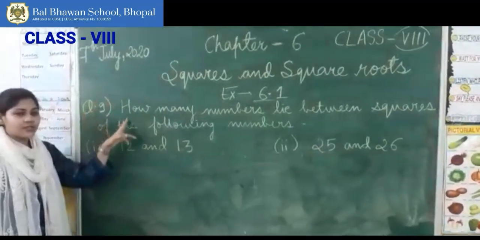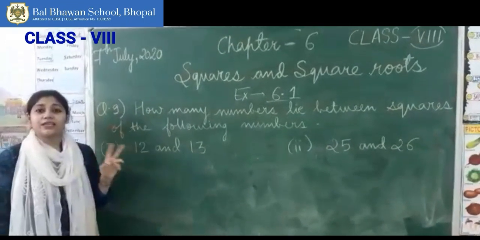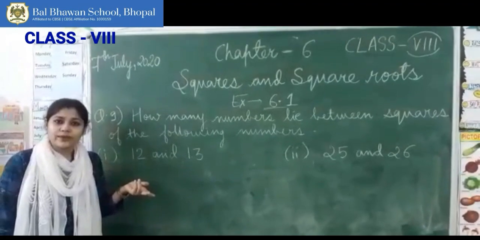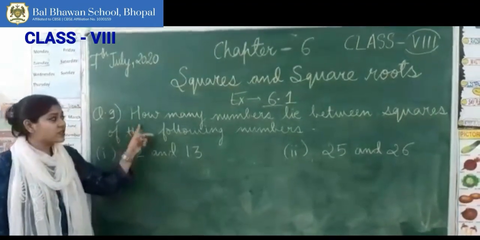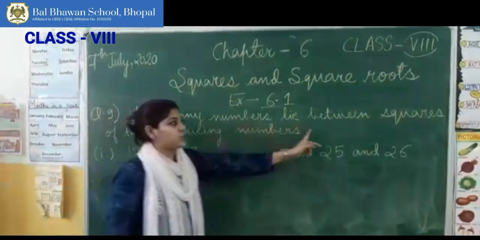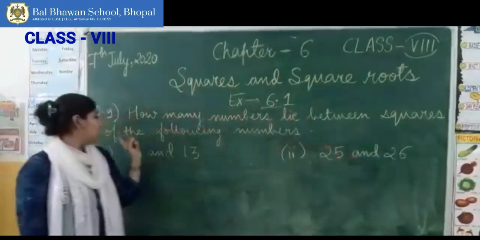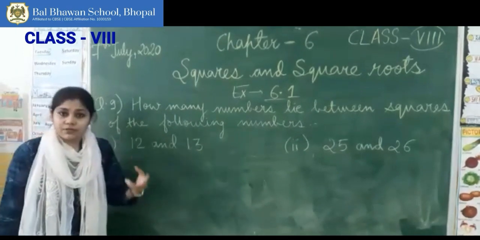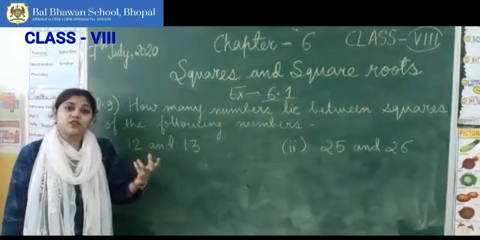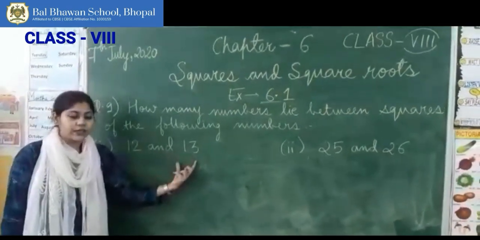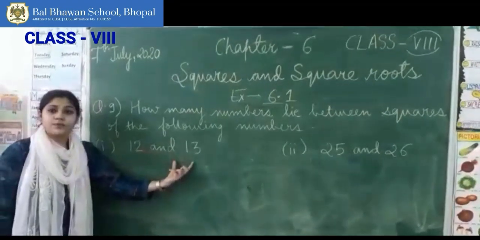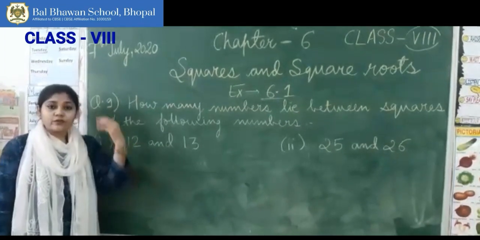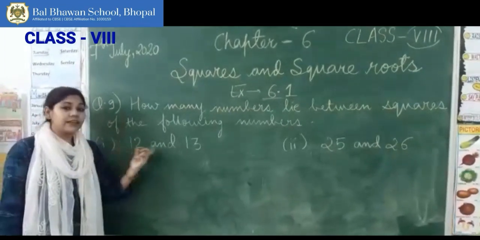Okay, now question number 9. I have written question number 9 over here. That's again a very interesting question, children, and we are going to solve this question very quickly. What is the question? How many numbers lie between squares of the following numbers? Okay, we have to find the numbers which will lie between the square of 12 and 13. Okay, we are given two numbers. We can observe easily that these two are consecutive numbers.